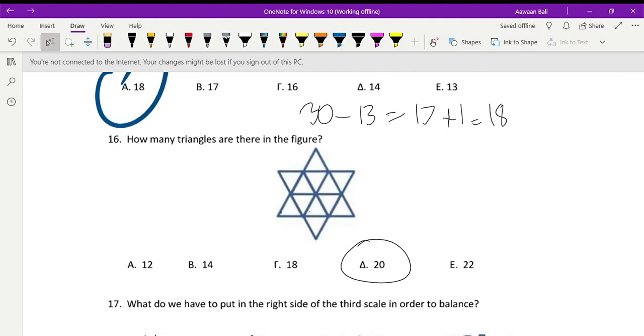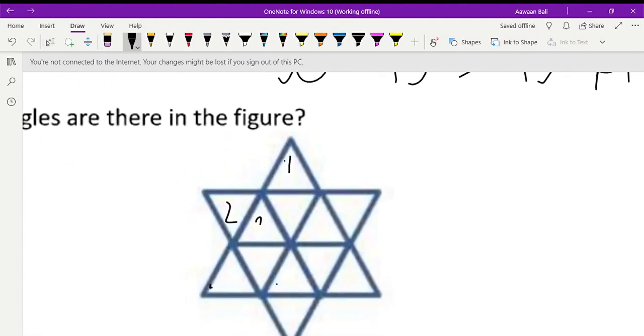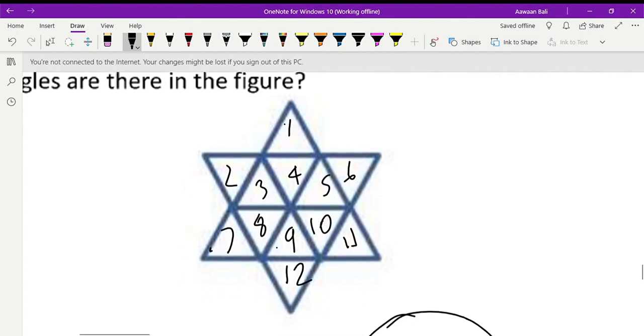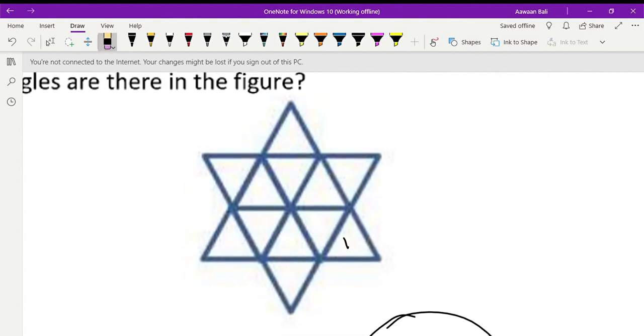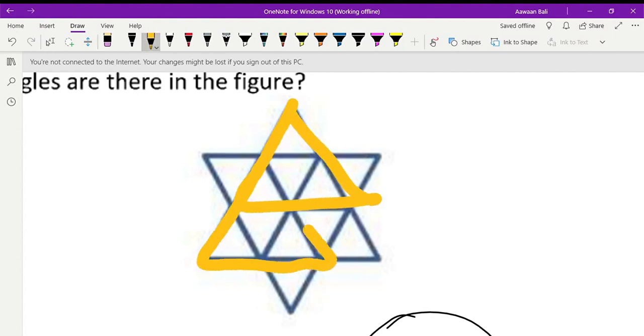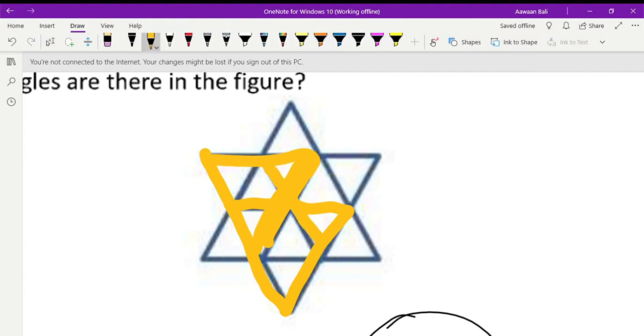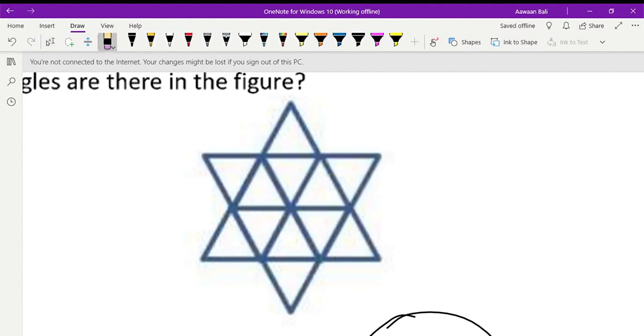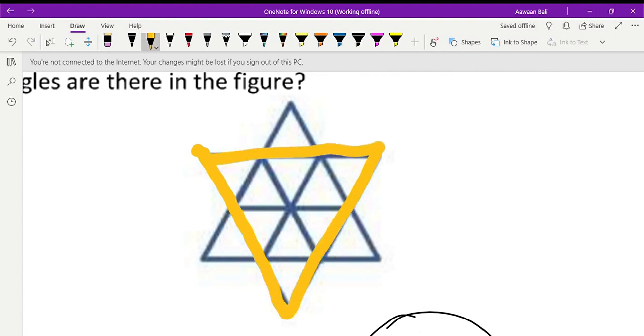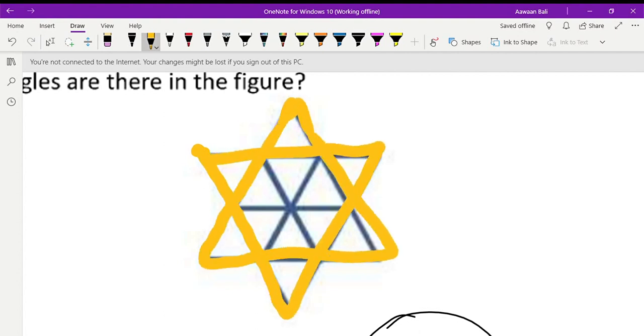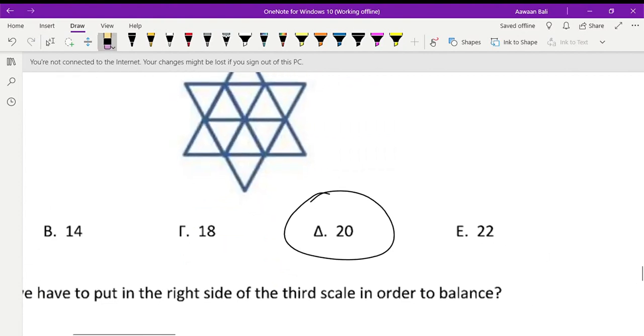How many triangles are in this figure? This is easy. First, you should count the triangles with only one part. So 12 in total. Then we have this as 13, 14, 15, 16, 17, and 18. And finally, we have two remaining triangles, 19 and 20. Therefore, the answer is 20, and that's delta.